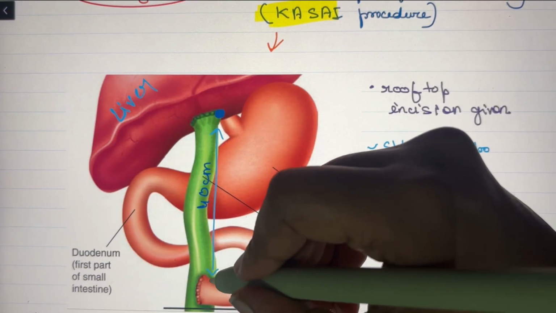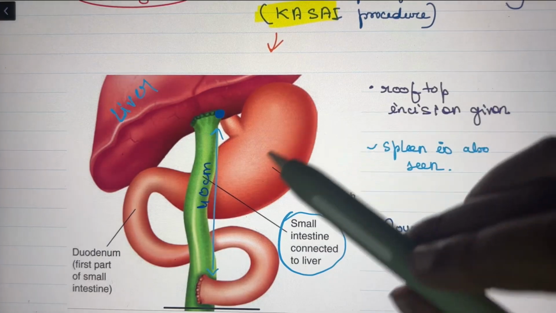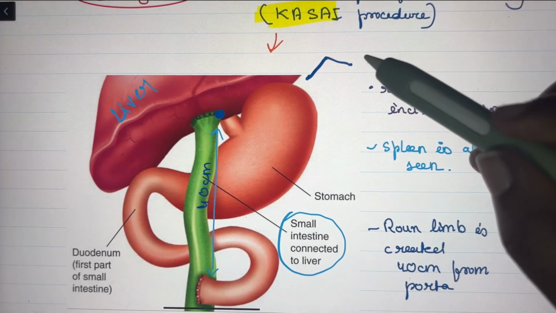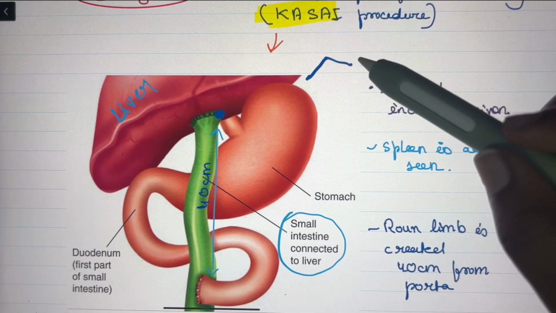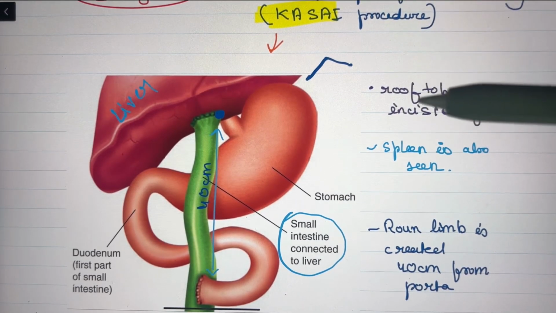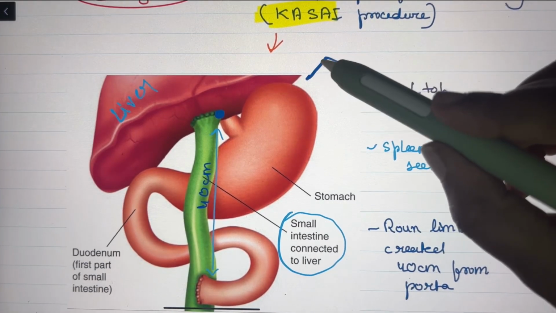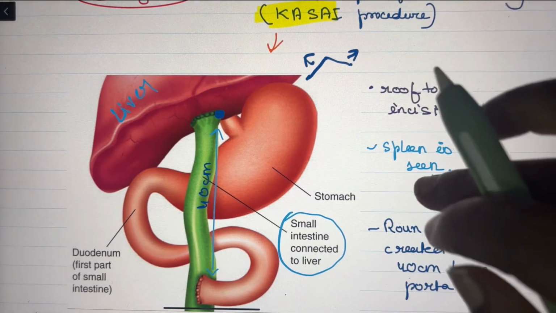40 centimeter distal to it, there is anastomosis of the Roux limb. In this Kasai surgery, we give a rooftop incision in the abdomen. Why is rooftop given? Because not only the liver, we also have to see the spleen. Because of BASM, the spleen might also be involved. There might be polysplenia or splenomegaly, or there might be asplenia, or portal hypertension might also be present. Therefore, rooftop incision is given to see the liver and the spleen also.